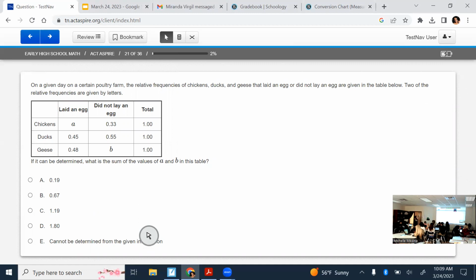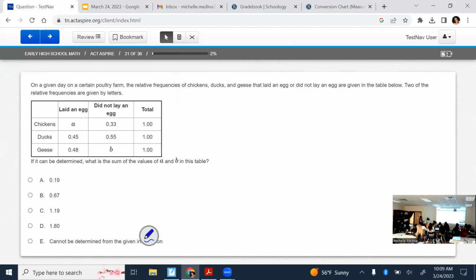On a given day, on a certain poultry farm, the relative frequencies of chickens, ducks, and geese that laid an egg or did not lay an egg are given in the table below. Two of the relative frequencies are given by letters. So this one's basically, can you read a table? If it can be determined, what is the sum of the values A and B in this table?